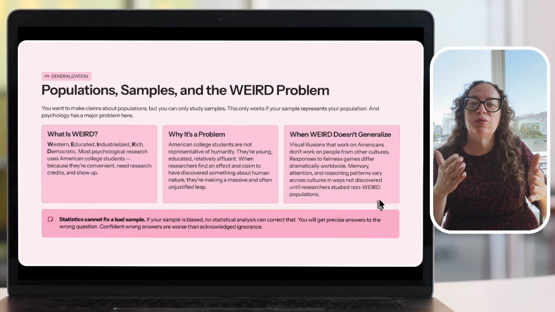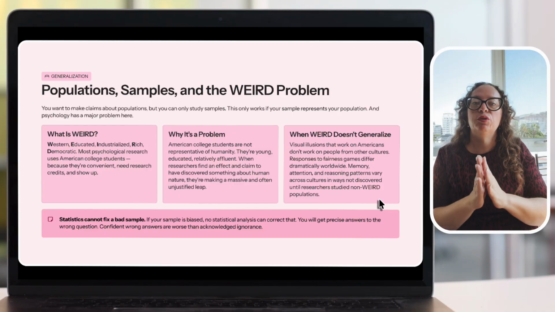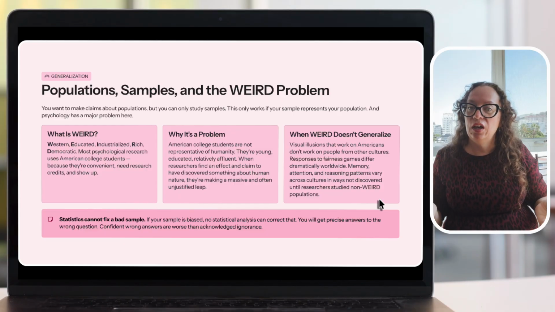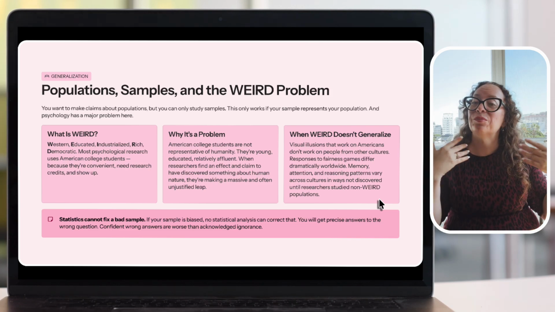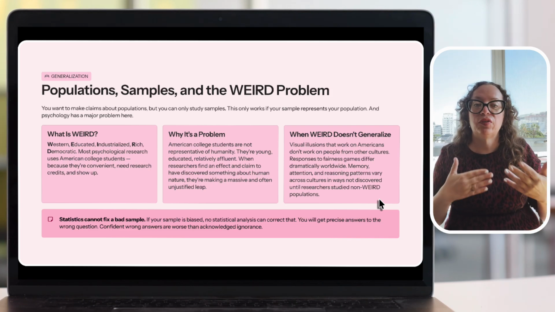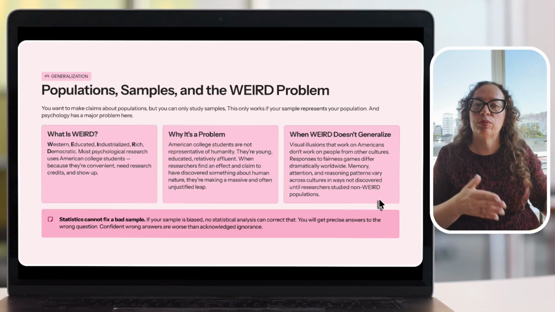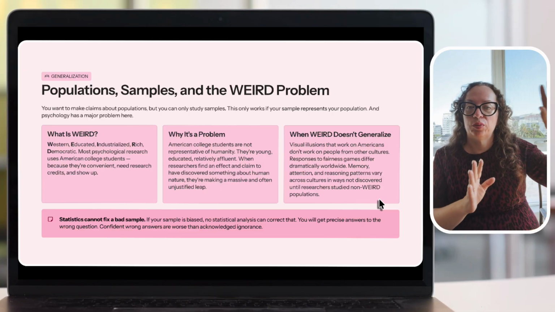Sometimes this works. Sometimes the findings do generalize. I should say that. Human beings have a lot in common, and sometimes effects that appear in one population appear in the others. But sometimes it doesn't work. Sometimes effects found in weird samples don't replicate in the other populations.